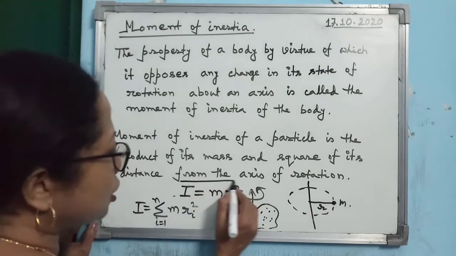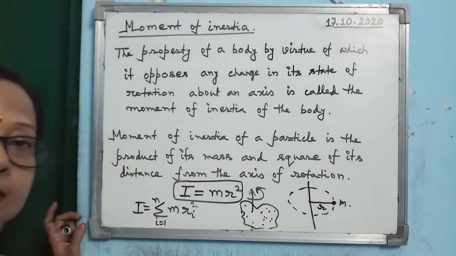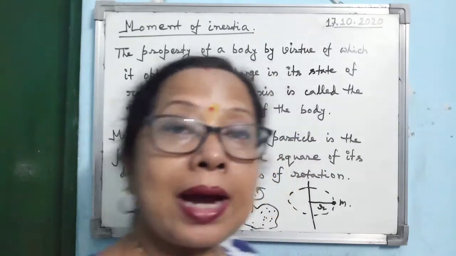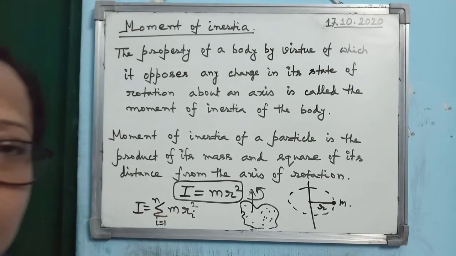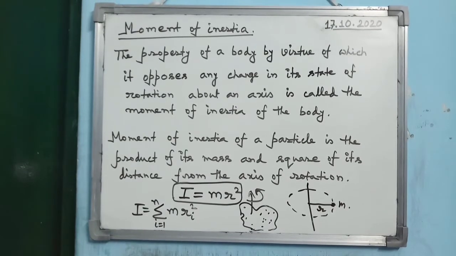Alright, this is the measure of moment of inertia of a particle. I is m r square. This is the measure of moment of inertia of one particle. But if it is a rigid body, in that case we write it as sigma m r i square. You know already that sigma represents the summation. So moment of inertia of a rigid body is given by sigma m r i square.